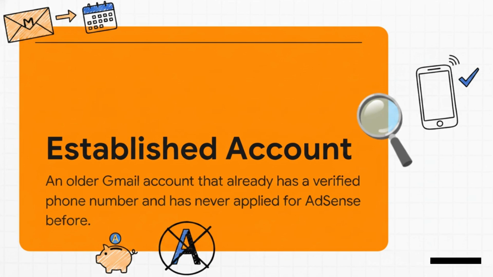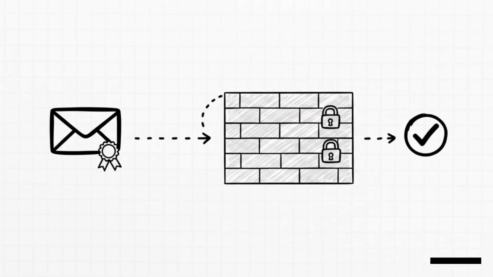There are 2 golden rules though. 1, it must already have a verified phone number attached to it in the main Google account settings. And 2, this is the most important part. It has never, ever been used to apply for AdSense before, not even once. And here's the magic. When you apply for AdSense with one of these trusted, established accounts, a lot of the time AdSense won't even ask you for a phone number. It's like it says, oh, I know this Google account. It's already verified and secure. We're good. And just like that, you sidestep the entire problem.